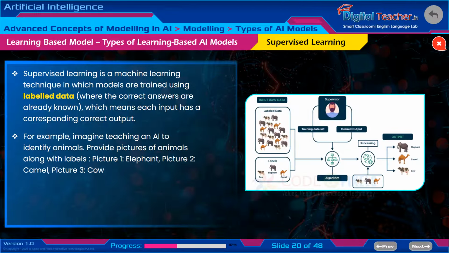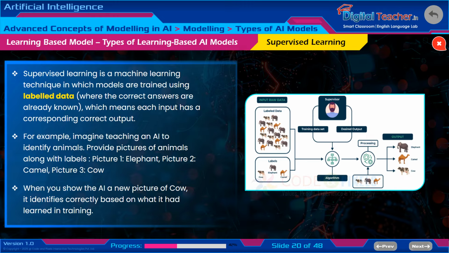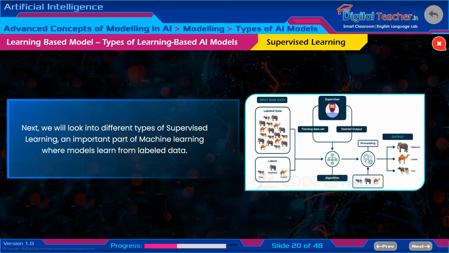For example, imagine teaching an AI to identify animals. Provide pictures of animals along with labels. Picture 1, elephant. Picture 2, camel. Picture 3, cow. When you show the AI a new picture of a cow, it identifies it correctly based on what it had learned in training. Next, we will look into different types of supervised learning, an important part of machine learning where models learn from labeled data.